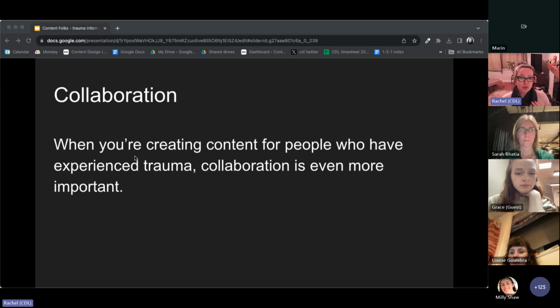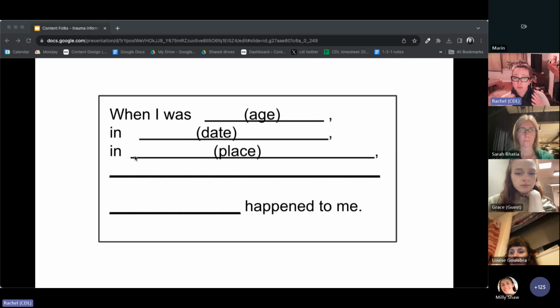Well, we created an almost fill in the blank structure, and it walked them through what they needed to provide. It was a small box on the form to show that they didn't have to write a lot. They essentially completed this sentence. When I was X years old, in X state, in X place, X happened to me. And that was it. One sentence, nice and safe, literally contained in a little box.